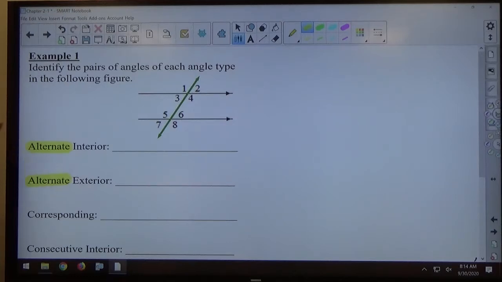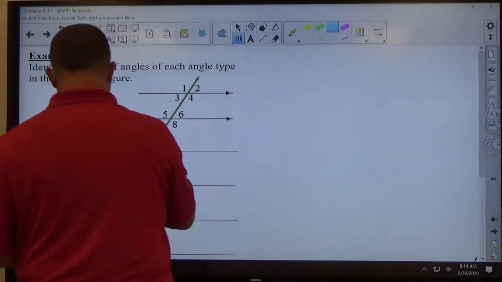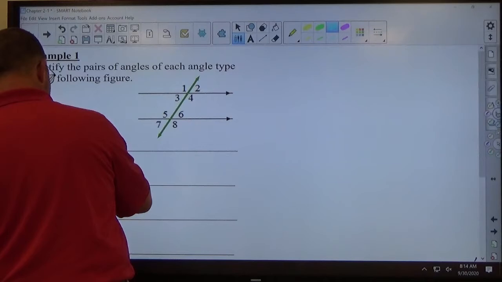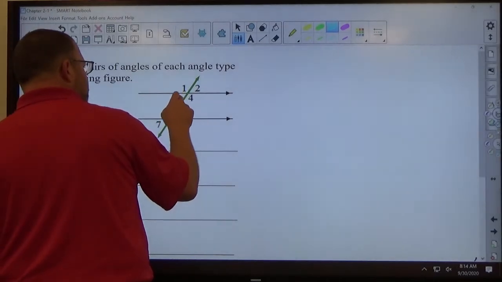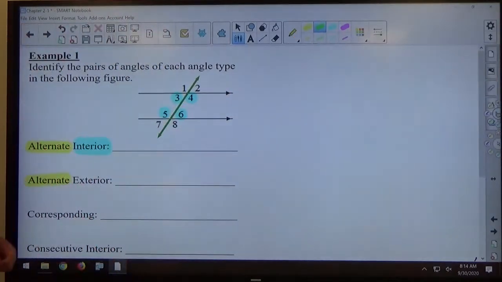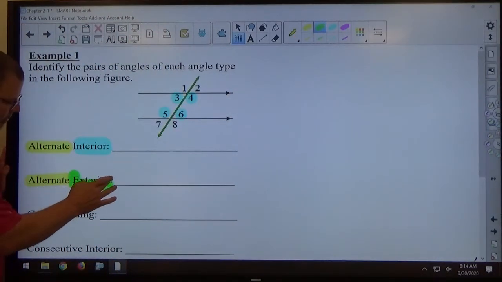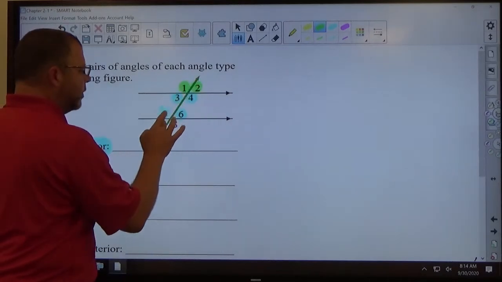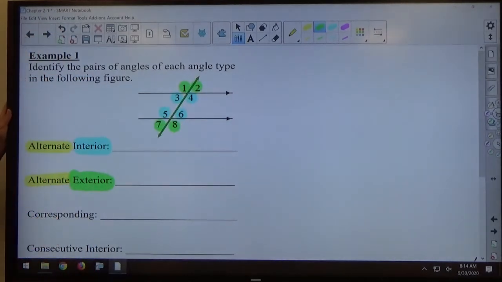Some of those angles are on the left side of the green line, some of them are on the right side of the green line. When I say the word alternate, alternate usually means changing. Alternate means on opposite sides of the green line, opposite sides of the transversal. And then you've got the words interior and exterior. Interior angles are all the angles inside the parallel lines. And exterior angles are all the angles outside the parallel lines.